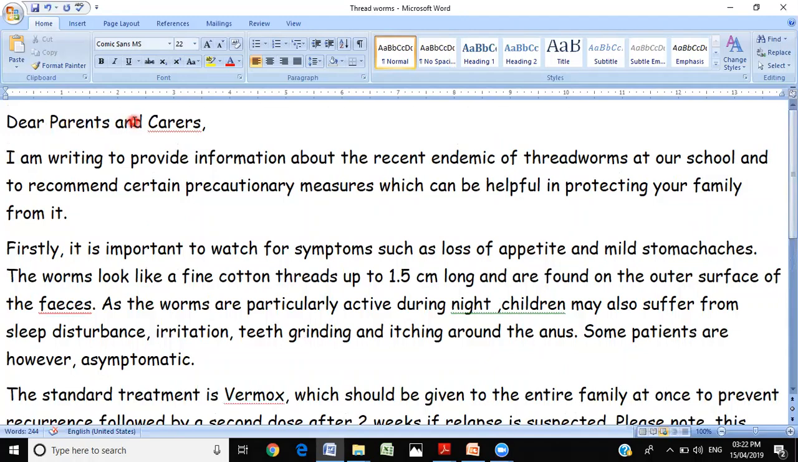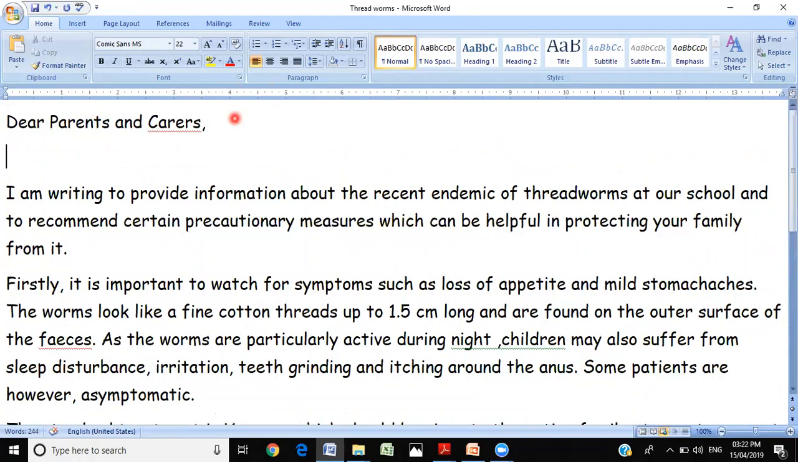You can also add a reference line here. Again, the reference is not for the patient. So, about the treatment of threadworms. This is how your reference line can look like.